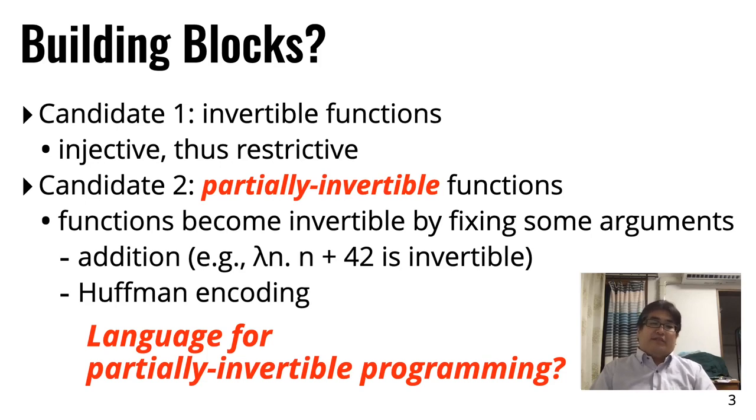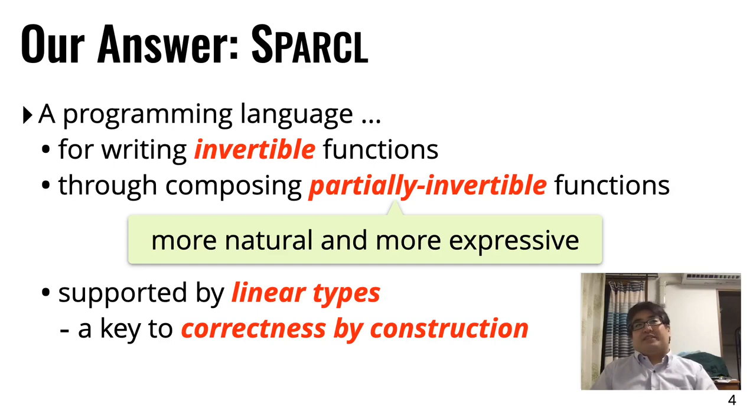Then, a question is: is it possible to do invertible programming through partially invertible programming? If so, what is the language for partially invertible programming? This paper answers this question. We designed Sparcl, which is a programming language for writing invertible functions through composing partially invertible functions. This is because partially invertible functions are more natural and more expressive. Sparcl uses linear types, which is a key to correctness by construction.